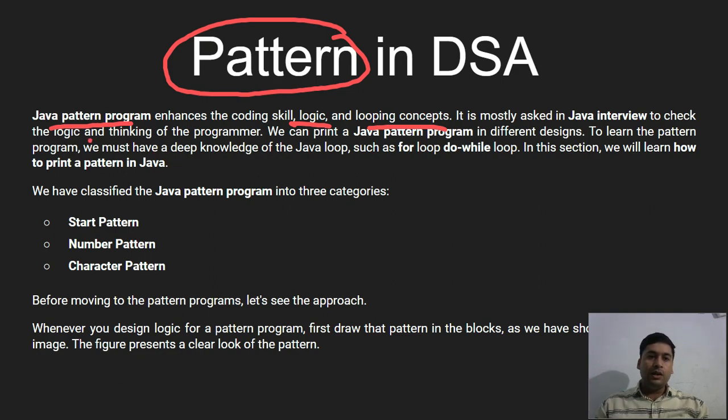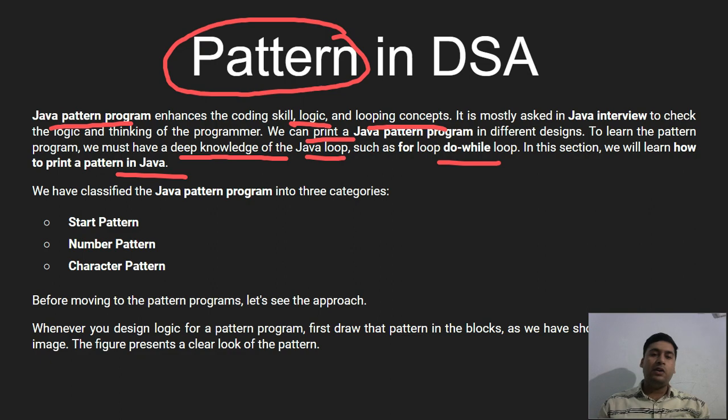So if you see here, we can print Java programs with different designs. To learn the patterns, you must have deep knowledge, because if you don't have deep knowledge of the for loop, do loop, while loop and if else condition, in this section you will not learn how to print the star pattern. If you know if else, loop, enhanced for loop, inner for loop, everything, then only are you capable of doing pattern programming. Otherwise you are not able to do it.